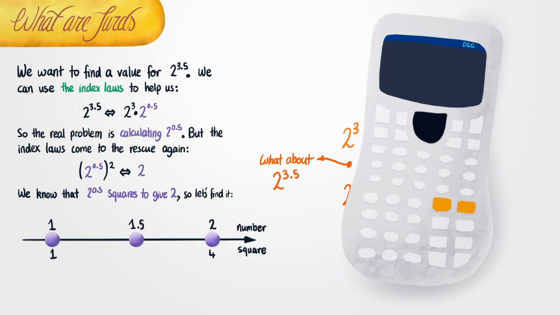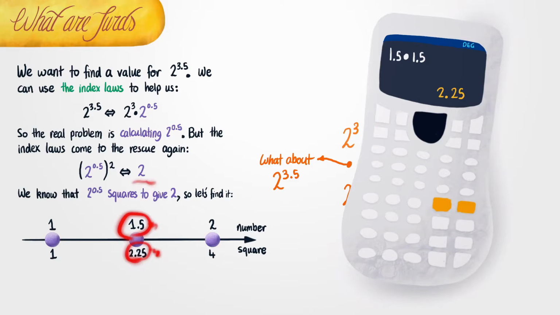So to find the square of 1.5, we just type 1.5 times 1.5 into our calculator. So the square of 1.5 is 2.25. Now the number we're looking for squares to 2, so 1.5 is definitely not the correct number. In fact, it's too high, because 1.5 times 1.5 gave you a number bigger than 2. So we should try a number a little bit smaller than 1.5.